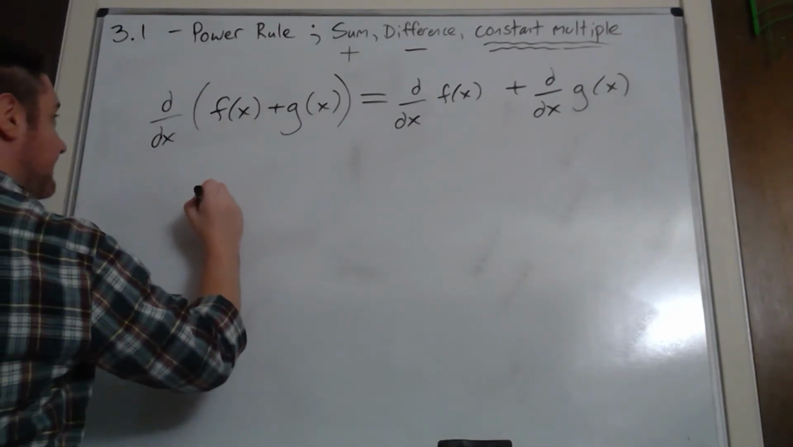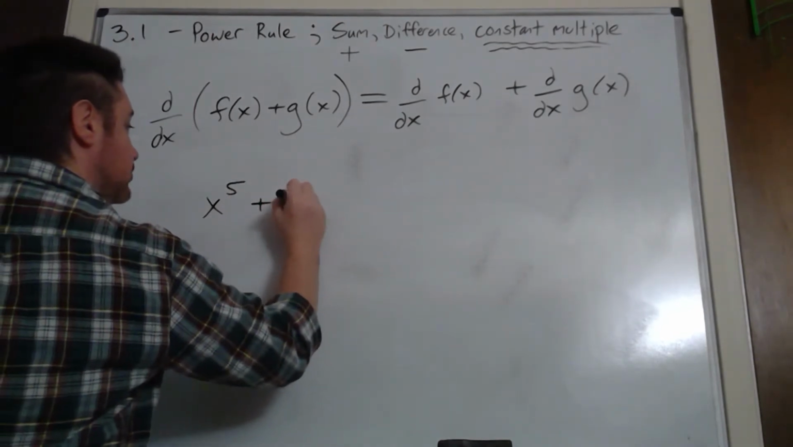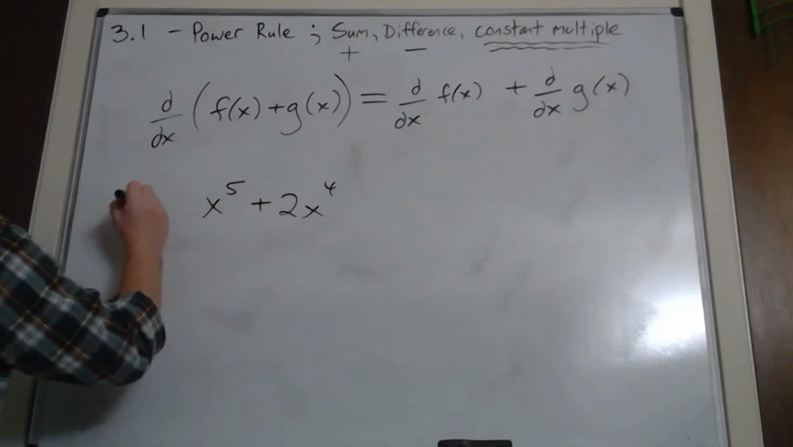Let's look at an example. If I have, let's say, x to the 5th plus 2x to the 4th.